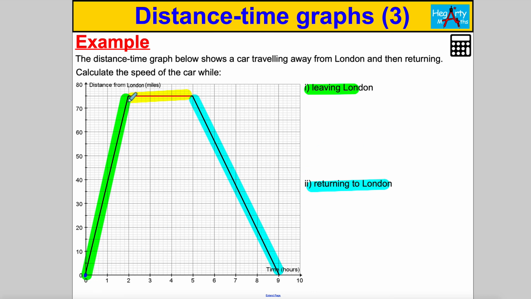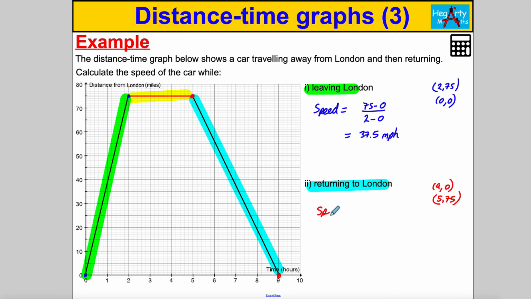We start at 0, 0 and we end here at 2, 75. So we're going to work out the speed by getting the gradient, which is difference in y's, 75 take away 0, divided by difference in x's, 2 take away 0, and that will give us 37.5, and we've got miles per hour as our unit. Let's do the speed on the return in a different colour. We start here at 5, 75, and we end here at 9, 0.